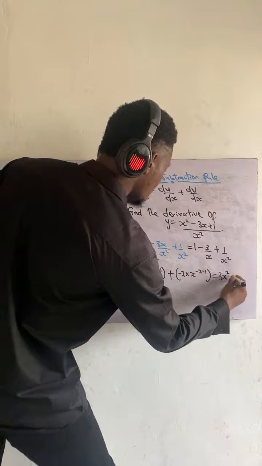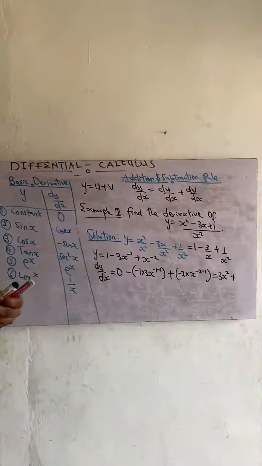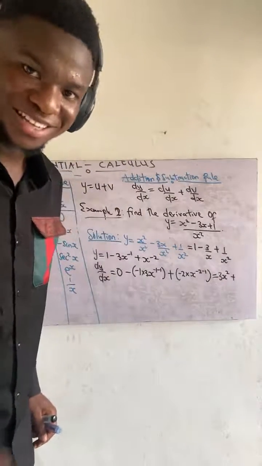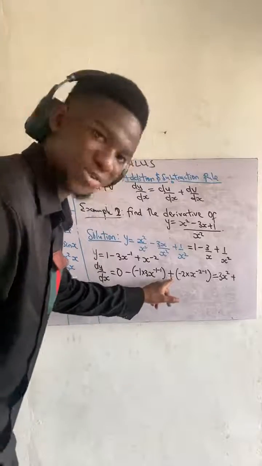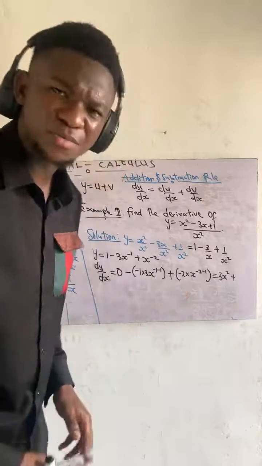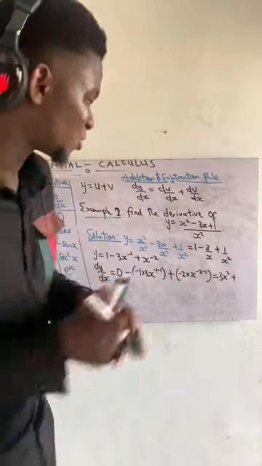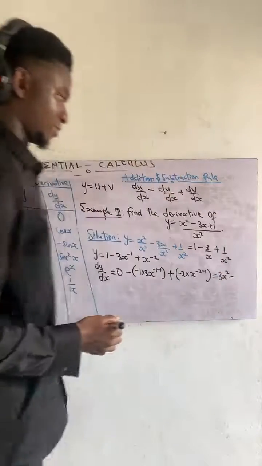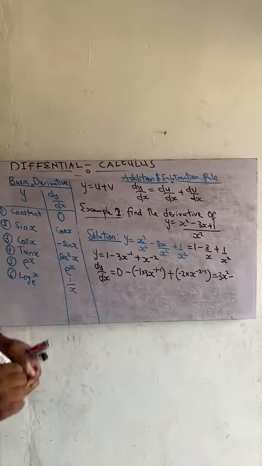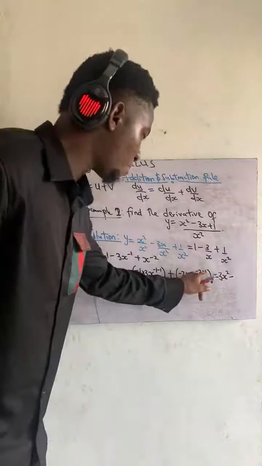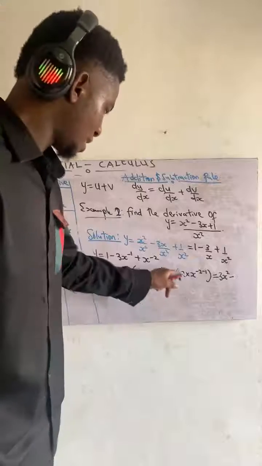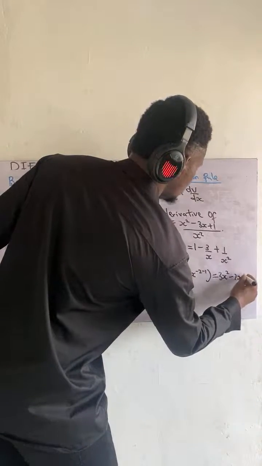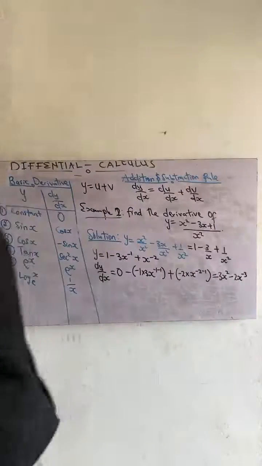3x squared plus. Now, am I going to put plus or minus? Let's check this out. What is here? Plus. What is here? Minus. Hey, but what is plus times minus? Minus. So here should be what? Minus. Okay, guys, what is minus 2 minus 2? That is minus 3. And here we now have minus 2x raised to power minus 3.